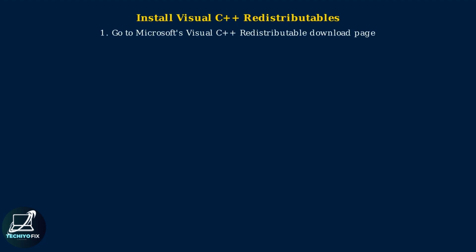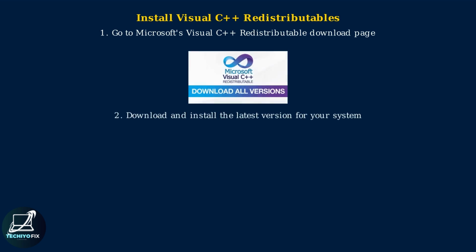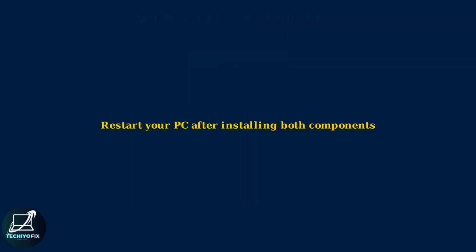For Visual C++ redistributables, visit Microsoft's official website and navigate to the Visual C++ redistributable download page. Download the latest version that matches your system architecture and run the installer. After installing DirectX and Visual C++ redistributables, restart your computer to ensure the changes take effect.